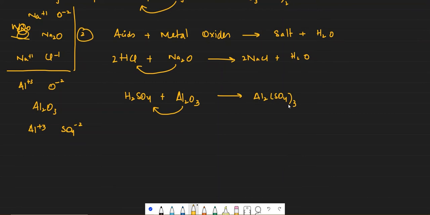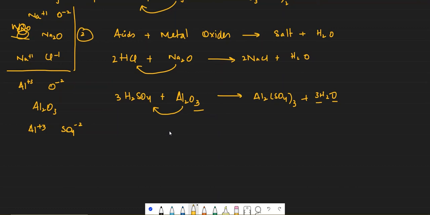Okay, and other than that, water will be formed. There are 3 sulfates over here, 1 over here. You wrote 3 sulfates. Hydrogen is 2 here, becomes 6. As a result, oxygen becomes 3. Oxygen is 3. Okay, so it is balanced.